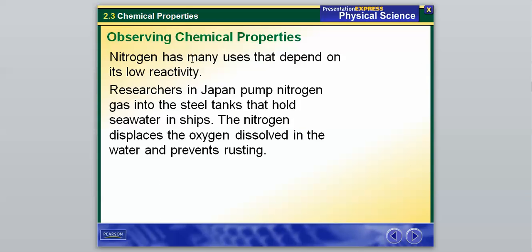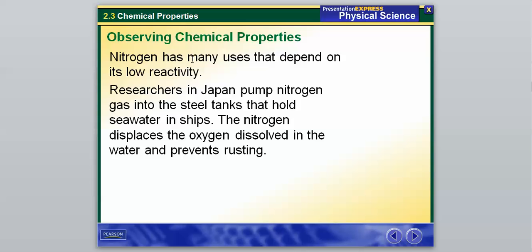And another example of reactivity has to do with nitrogen. Nitrogen has many uses that depend on the fact that it has a very low reactivity. Nitrogen, if you did not know, makes up most of the air that we breathe, which is good, because if it did not have a low reactivity, then we would not have a very stable atmosphere. So the fact that nitrogen has a low reactivity is good.